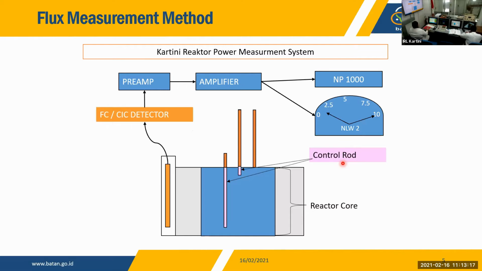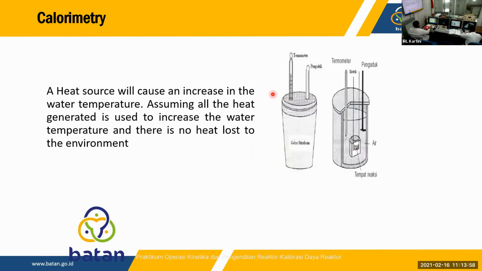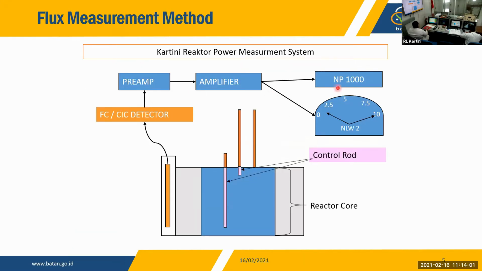Using the flux measurement method, this is a rough example of what we do in typical normal operations. The detector, either the fission chamber or the compensated ionization chamber, will be inside the reactor core, where during operations the control rods are raised. Neutrons create a neutron flux here and interact with the detectors, creating a signal output which is amplified by the preamp and amplifier, and then converted into power levels using the instrumentation system, either the NP1000 or the NOW2.